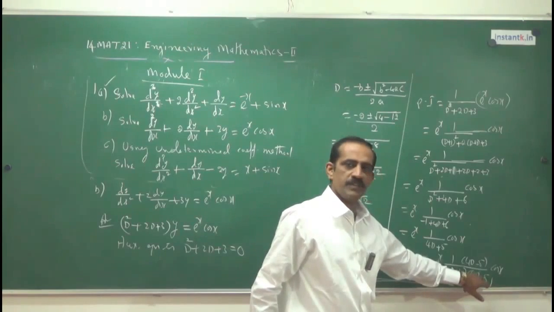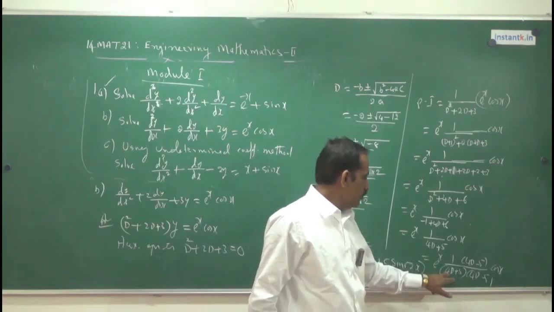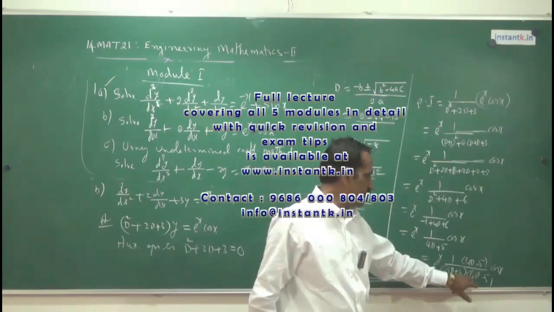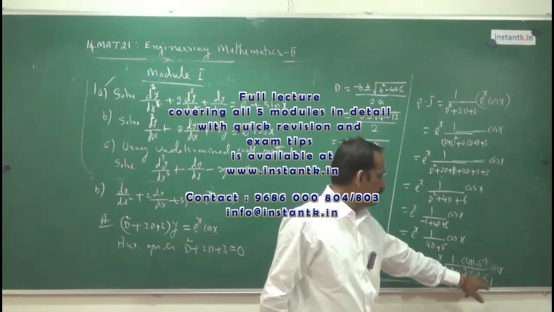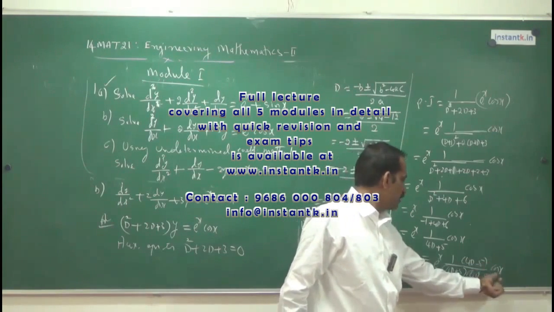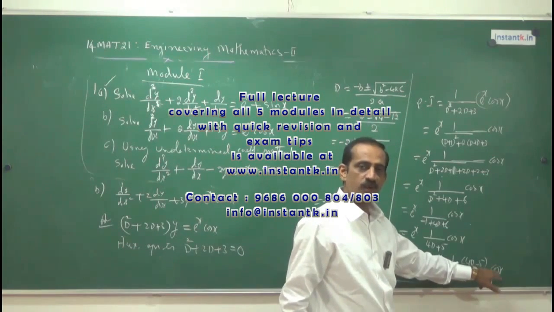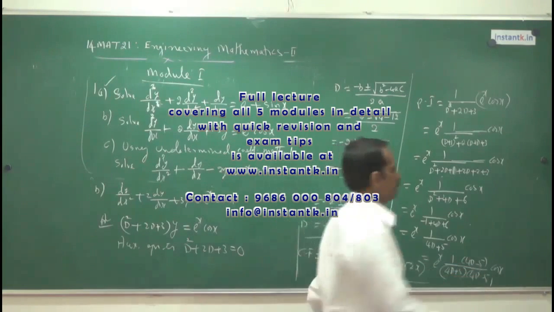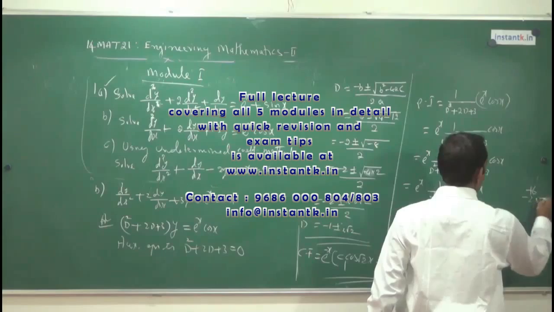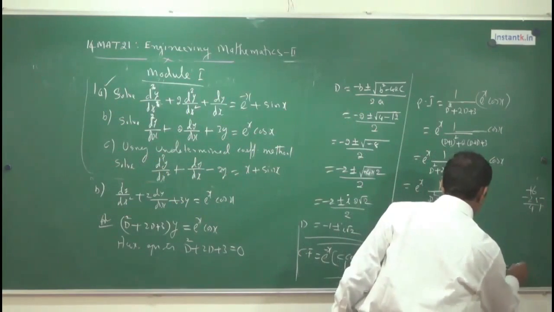It is a plus b into a minus b. So what you get? A square minus b square. A square means 4d square, that is 16d square. 5 square is 25. So 16d square minus 25. What is the method? You have to replace d square by minus of a square. A is 1. So minus 16 minus 25, that means minus 41 we get. So the denominator is e power x divided by minus 41.